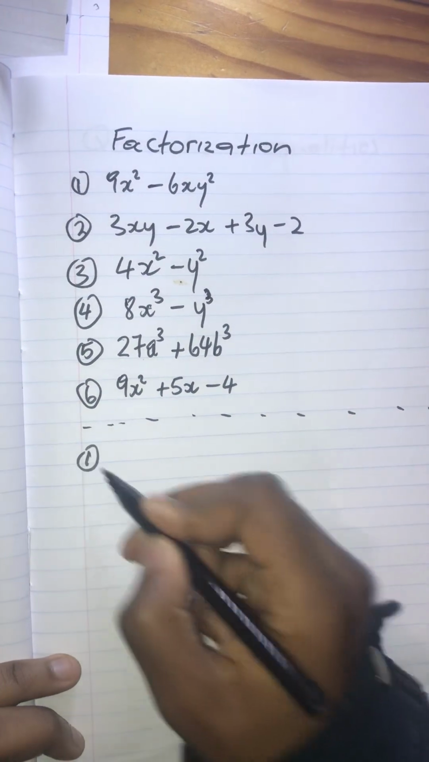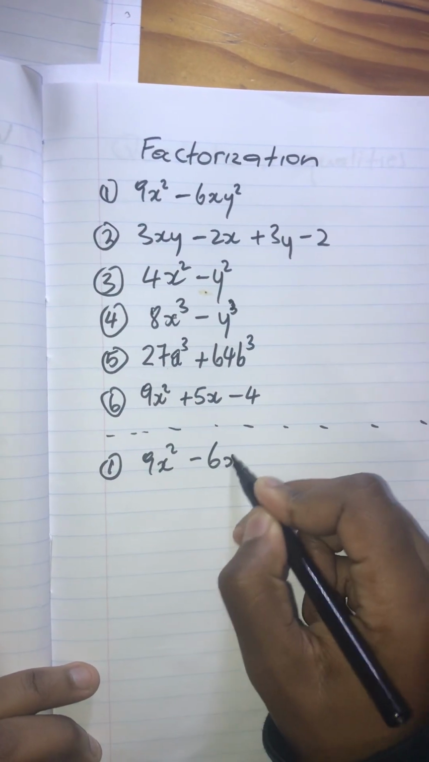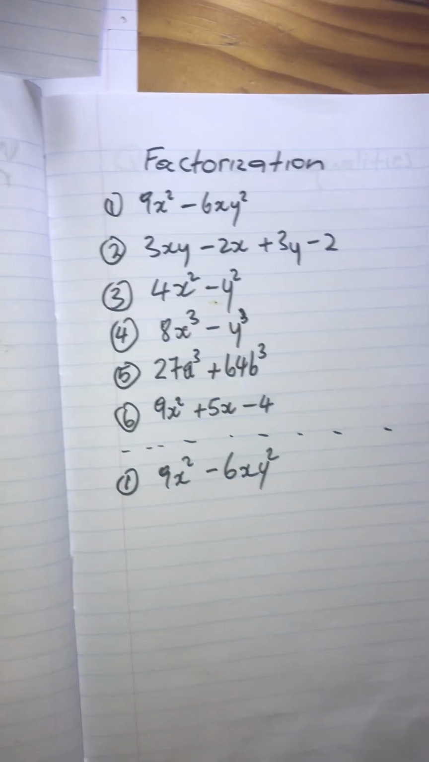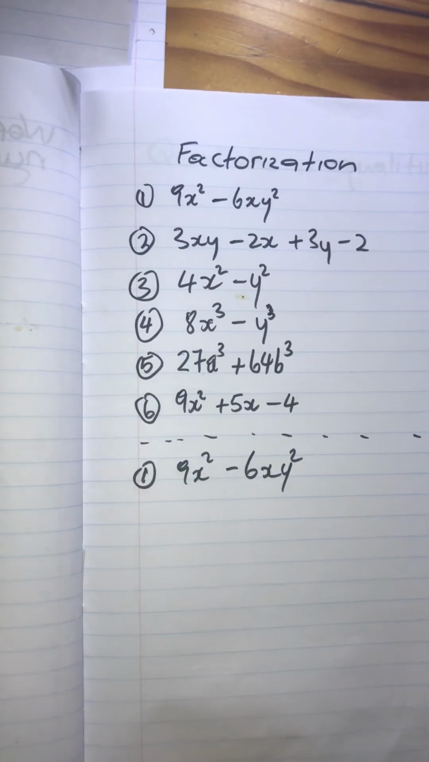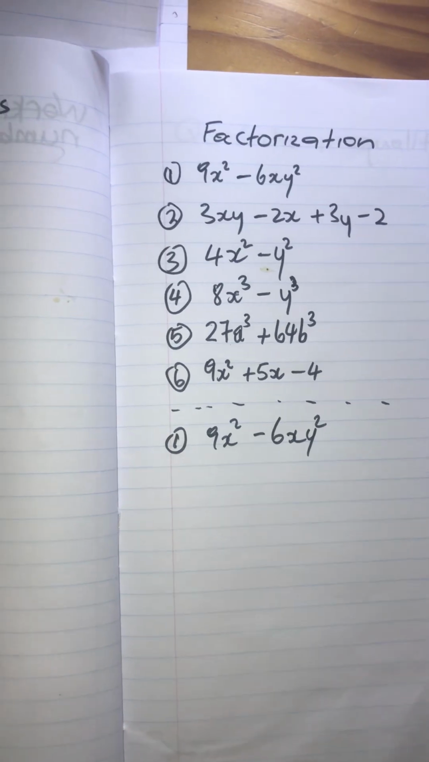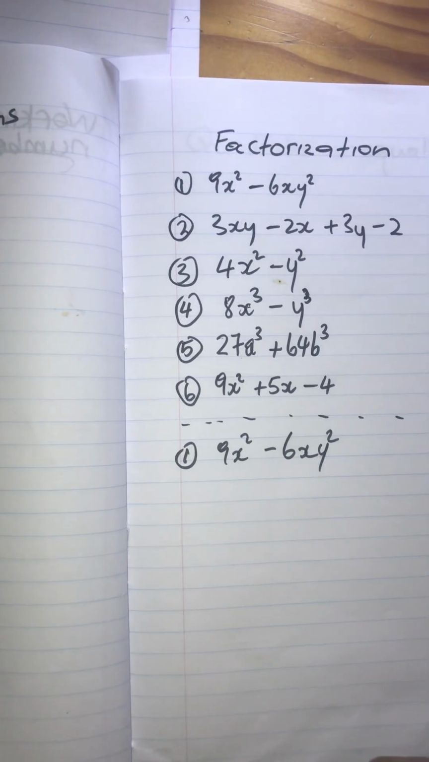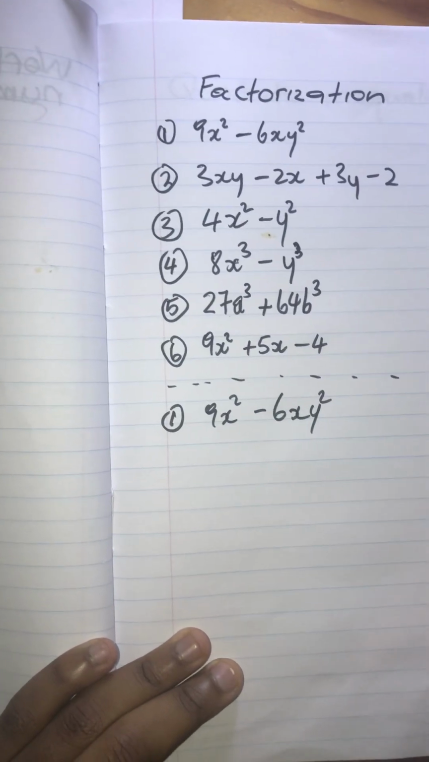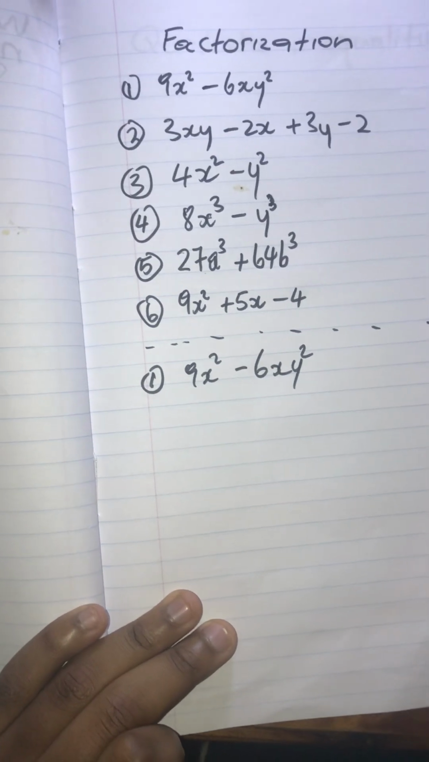Okay, number 1, we have 9x squared minus 6xy squared. As you can see there, we can't use difference of two squares because of the 9 and 6 and the x here. So the best way is to factorize by removing out the highest common factor. What is the highest common factor in this case?